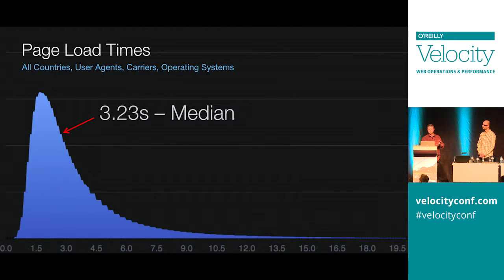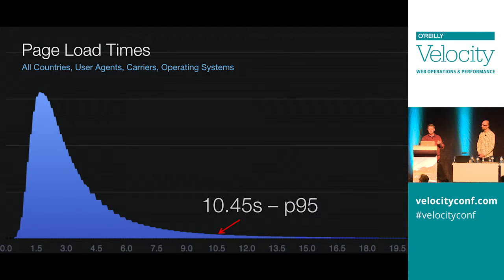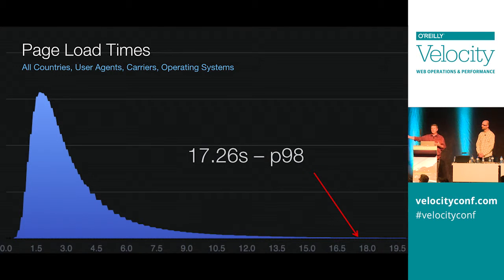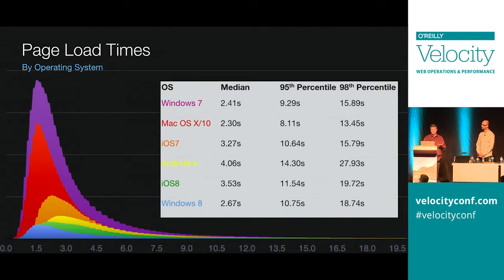So we've got a 3.23 second median here. 5% of the users, at that 95th percentile, is at 10.45 seconds. And then once you jump out to that 98th percentile, you're all the way out at 17.26 seconds. So already we can see that there's some confusion sometimes when we try to talk about those RUM numbers to maybe a consumer of data that isn't necessarily used to seeing this level of detail. And that can be driven by a lot of things.